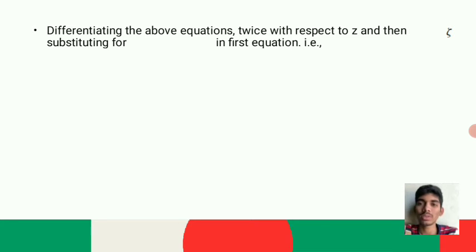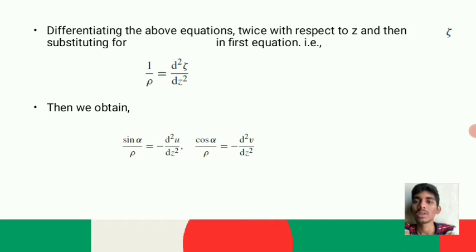Next, differentiating the above equation twice with respect to z and then substituting for z in the first equation, we get the equation provided below. And next, we will obtain the following equation. After substituting all the values, we can achieve the formula which is projected in the presentation.